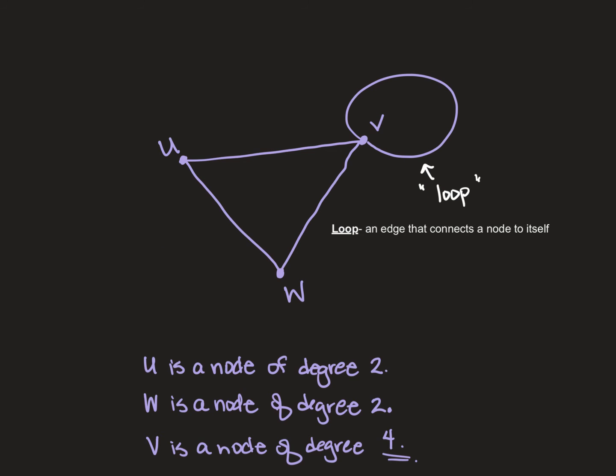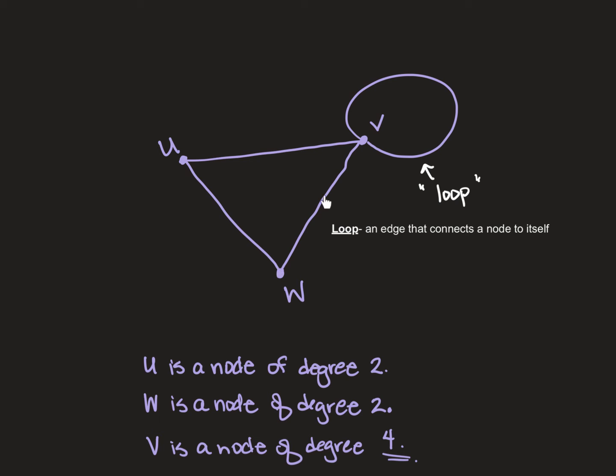There was a question with respect to degrees. What happens when we have a loop? This is a loop, and it's just an edge that connects a node to itself. This happens a ton, no matter what you're doing. There's lots of reasons why you might need a loop. In this case, U has a degree of 2 just because there's like 1, 2 edges coming off of it.